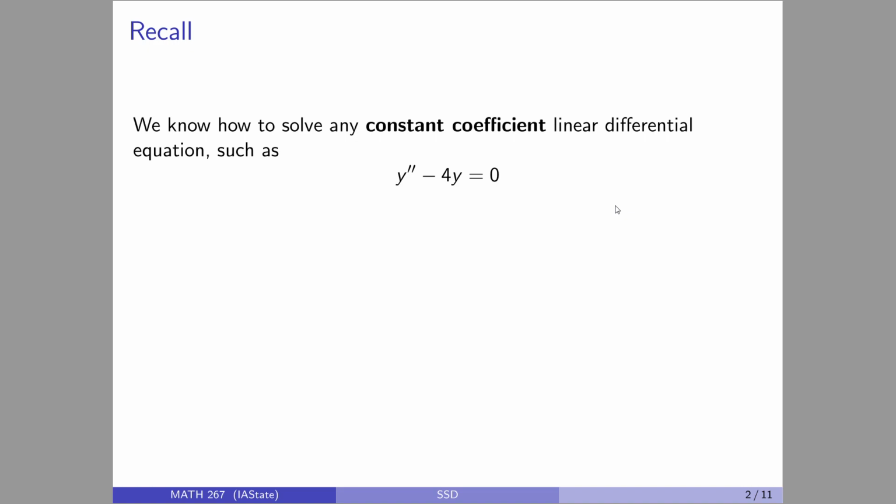y double prime minus 4y, go to the auxiliary equation, r squared minus 4, set it equal to 0, r is plus or minus 2, e to the 2t, e to the negative 2t, we got our independent solutions, boom, done. Right, and in fact we didn't even need that because, if we added the 4y over, then I'm asking you to find the function so that y double prime equals 4y, well, my exponentials clearly satisfy that.